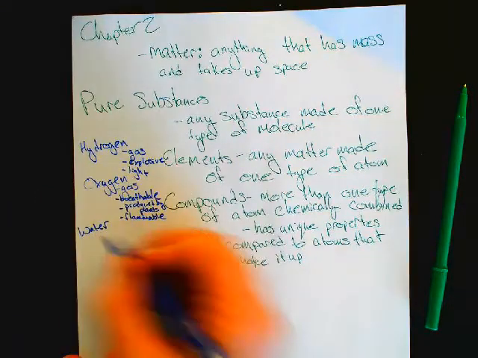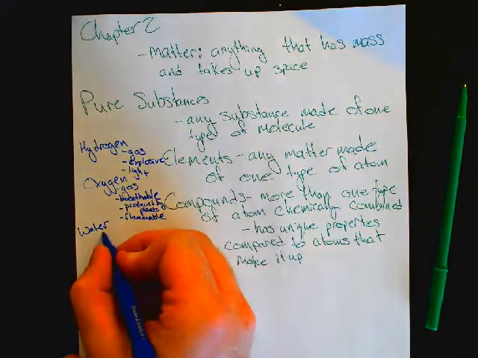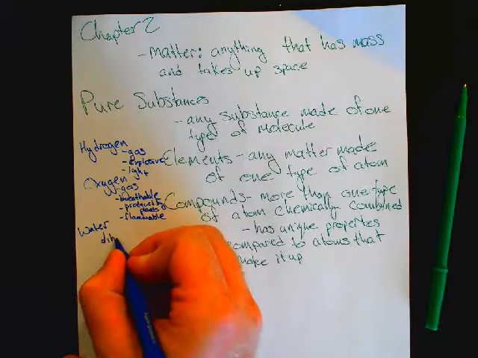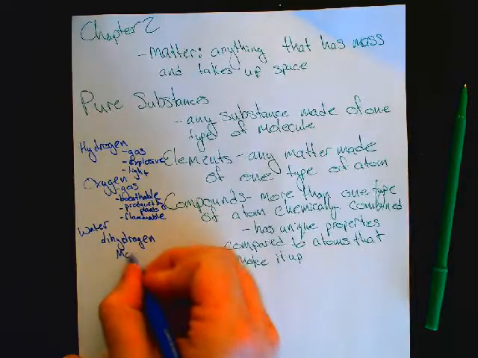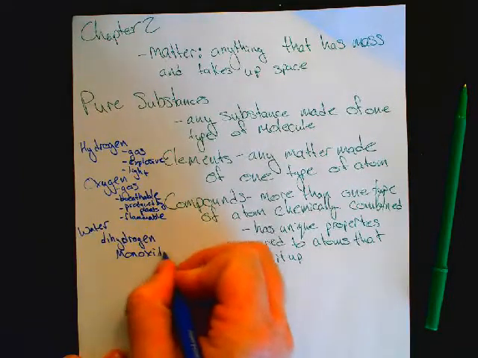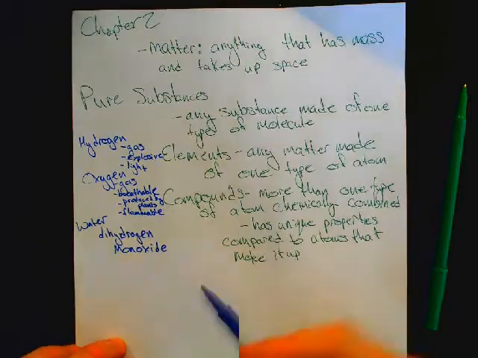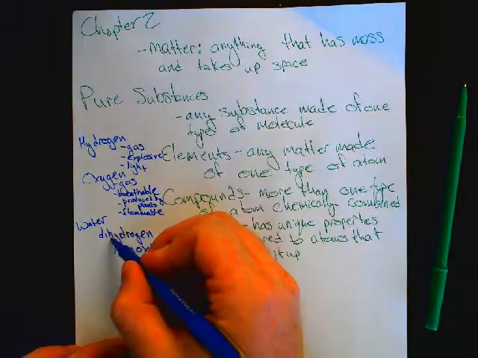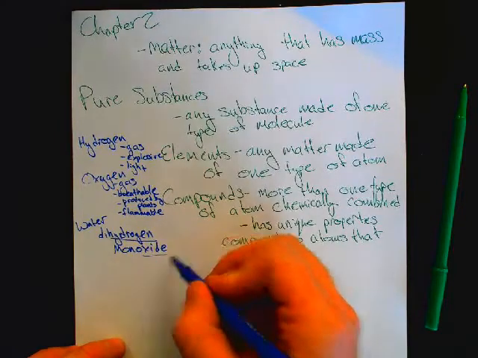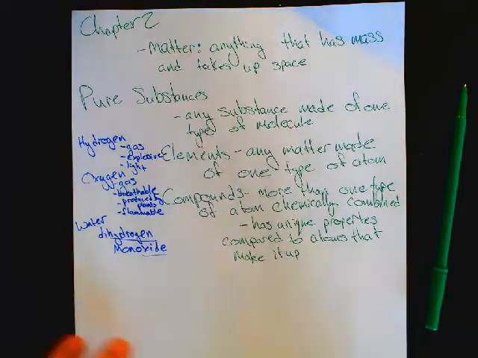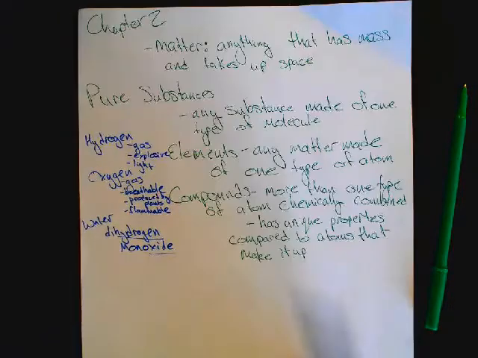And then we have water, which we could also call dihydrogen monoxide. Dihydrogen monoxide. What that's saying is that the chemical composition of water is 2 hydrogen and 1 oxygen. Chemically combined, it produces its own set of unique properties.